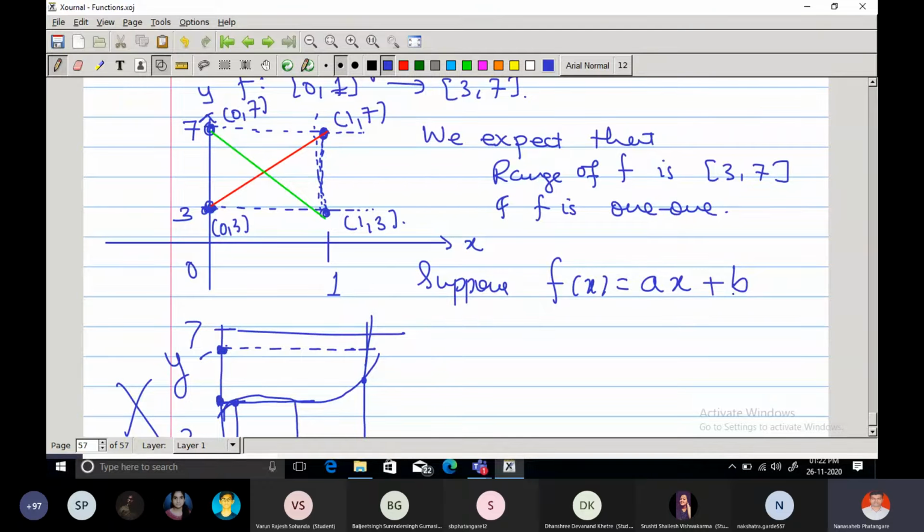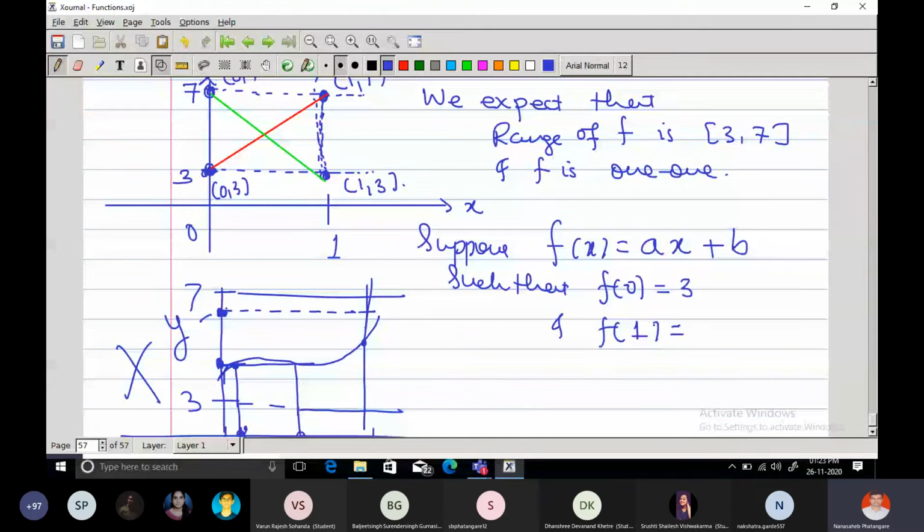Such that, what is the initial point? Image of 0 is 3, and what will be the image of 1? If you want to get the function whose graph is this red line, what will be the image of 1 then? 7. Right? Image of 0 would be 3 and image of 1 would be 7.